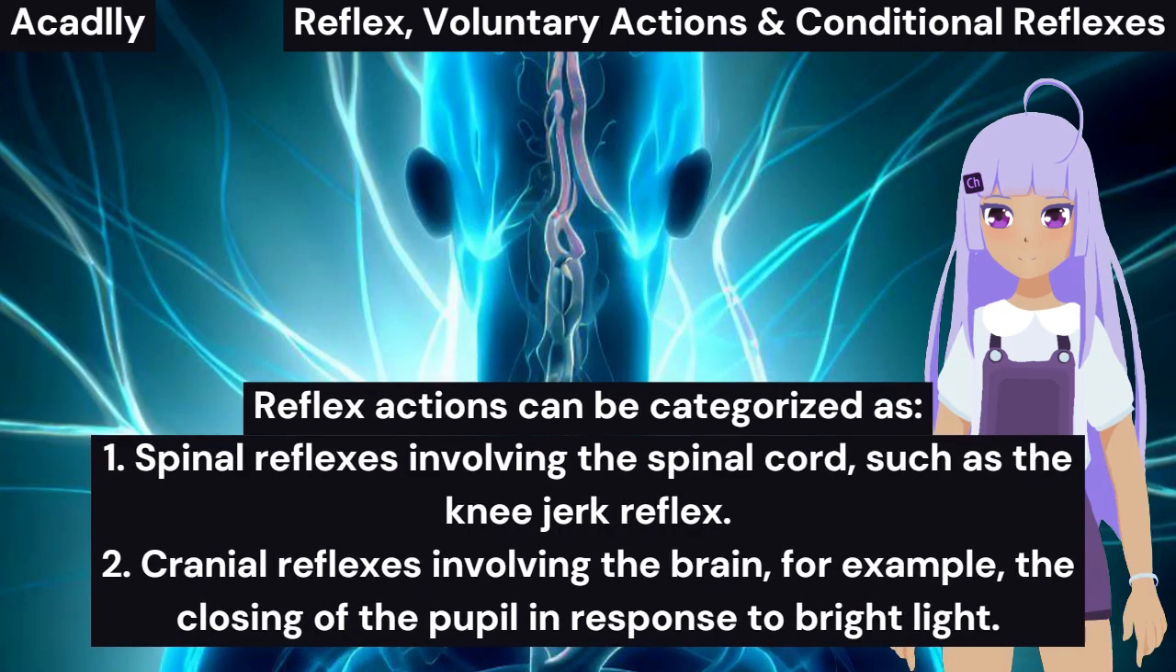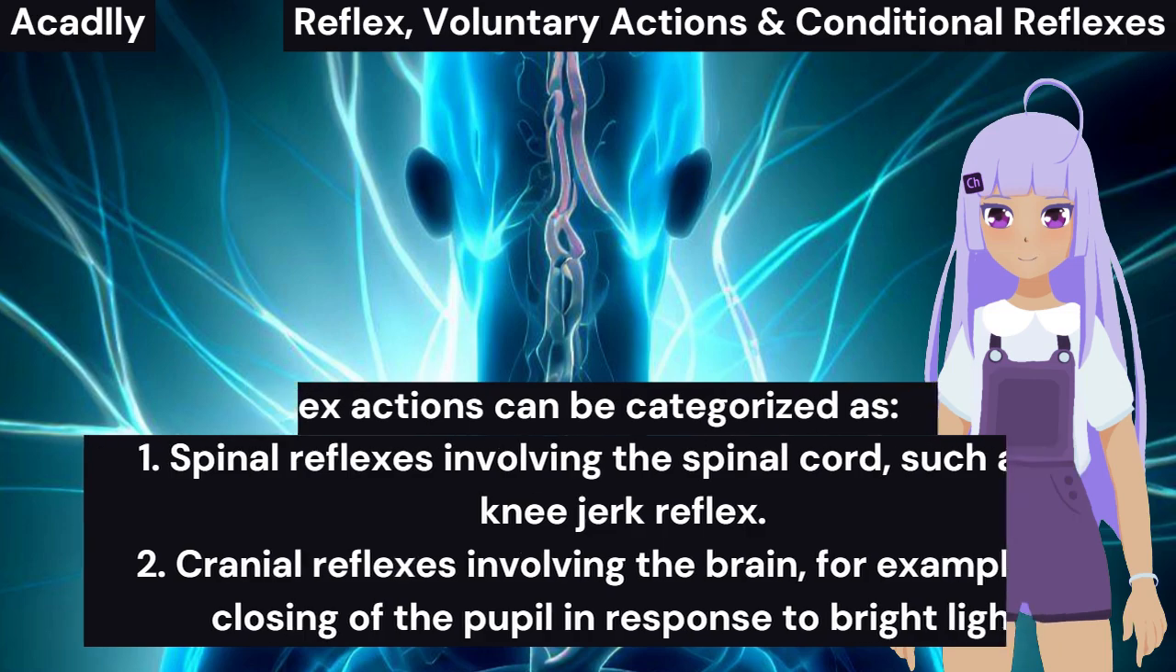Reflex actions can be categorized as 1. Spinal reflexes involving the spinal cord, such as the knee-jerk reflex. 2. Cranial reflexes involving the brain, for example, the closing of the pupil in response to bright light.